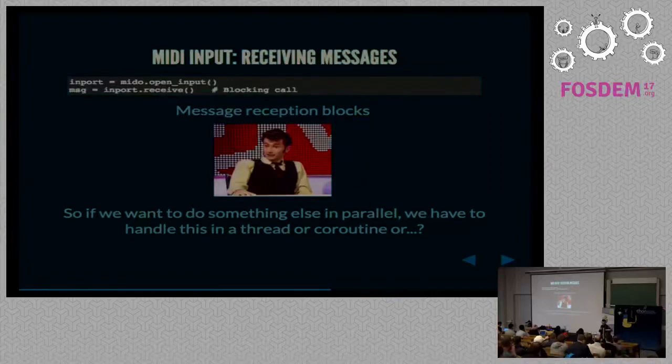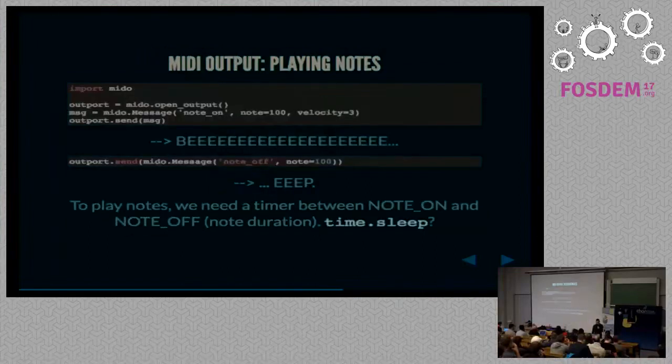So how do we receive messages? It's quite simple using the mido library. We just open an input, and there is a blocking call from which we extract a message. So I'm blocked during this method call. If I want to do something else, I will have to do it with threads or coroutines. We'll see about that.